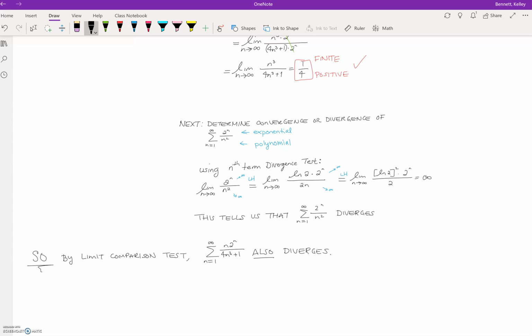So by the limit comparison test, the series that we were given also diverges. And that's it. That's the end.